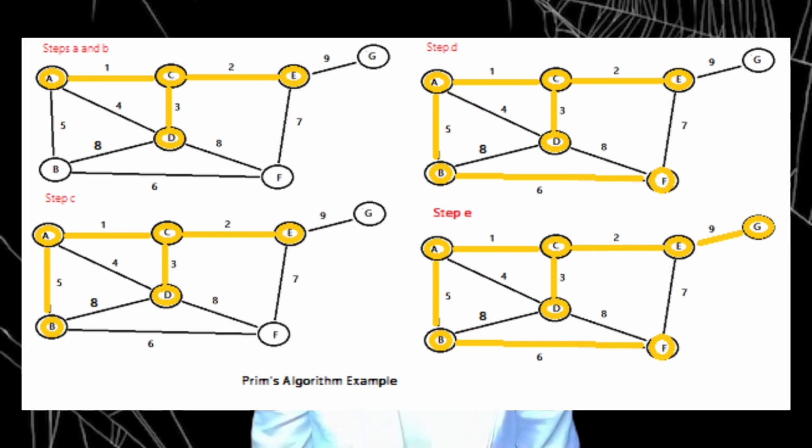For this particular example, the specific steps remaining are: highlight node E. Next is highlight edge 3 and then the node D. Highlight edge 5 and then the node B. Highlight edge 6 and then node F. Last is highlight the edge 9 and then the node G. So the finished graph will look like this, the Prim's algorithm.